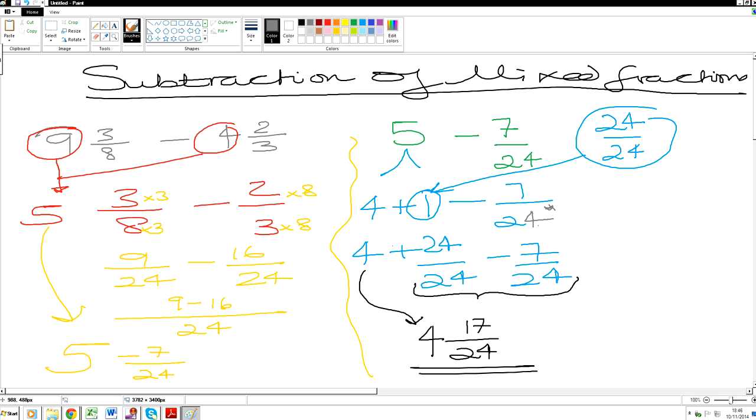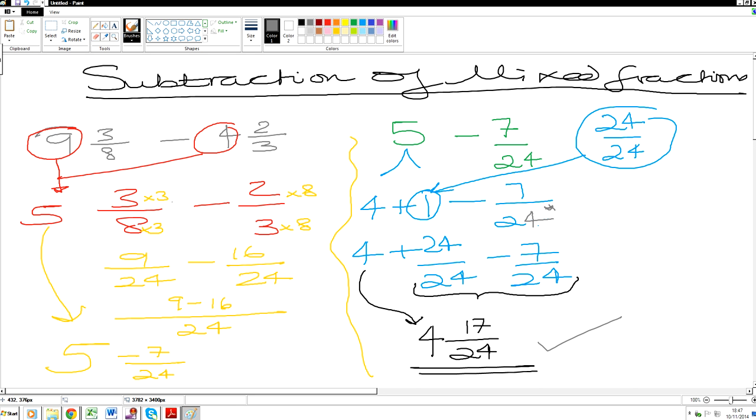Right. So 4 add 1. So that 1 gets replaced by 24 24ths minus 7 of 24. That gives us that. And that's done. Okay, that's the second. That's one way of doing it, using the adding technique. So it can get a little bit longer. It would be better to do this question using the top heavy technique.